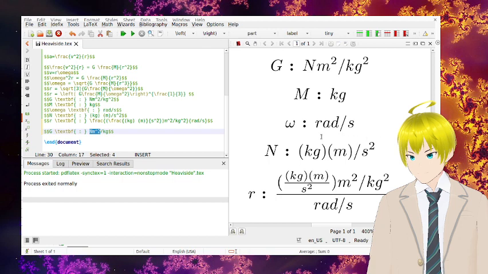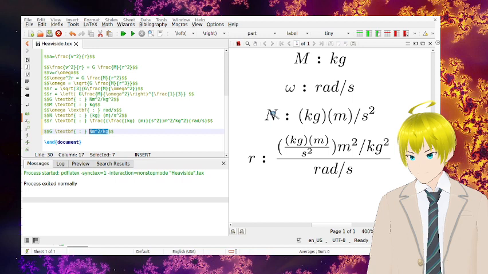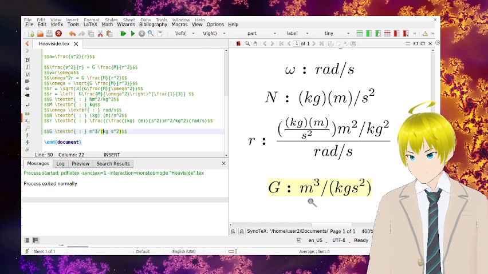Yeah, meters cubed over kilograms per second squared. So this would be way easier if I could do it on paper. If I had a stylus or whatever, this would be so easy. Yeah, it says it right here: meters cubed divided by kilograms second squared. These are the units for G.